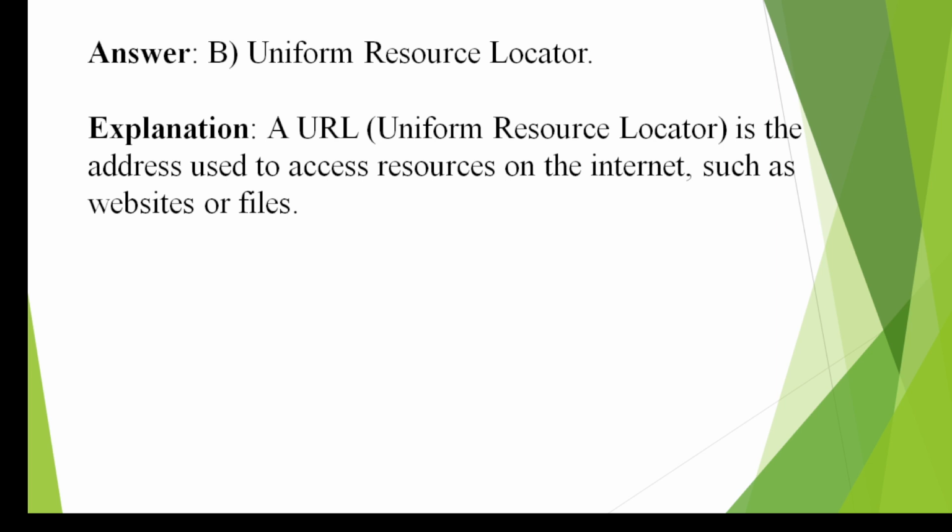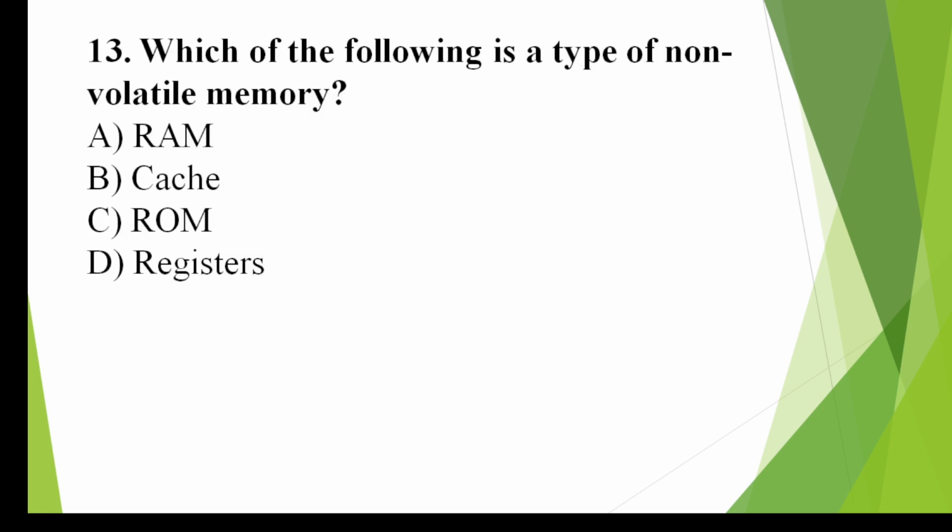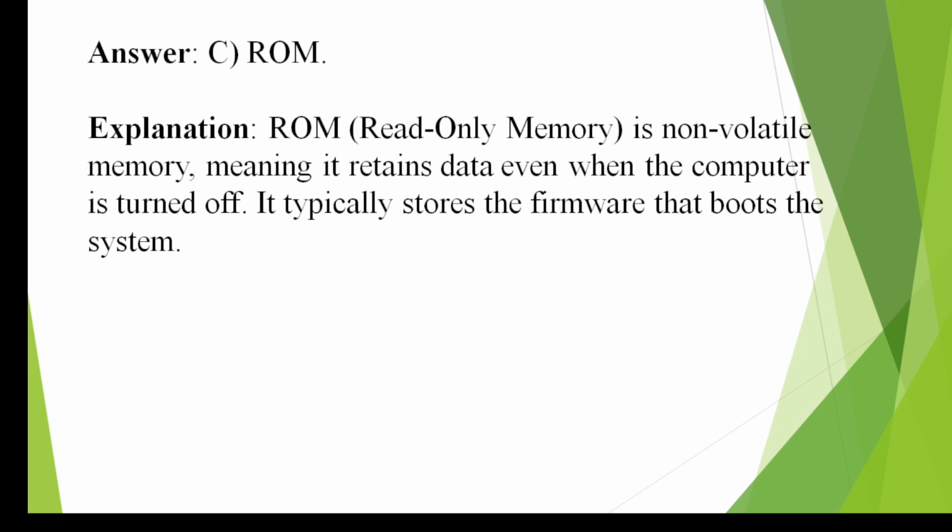Let's move to question number 30. Which of the following is a type of non-volatile memory? A. RAM, B. cache, C. ROM, and D. registers. The correct answer is C. ROM, read-only memory, is a non-volatile memory, meaning it retains data even when the computer is turned off. It typically stores the firmware that boots the system.